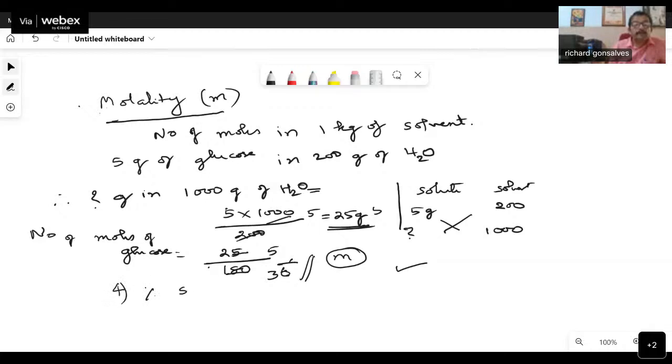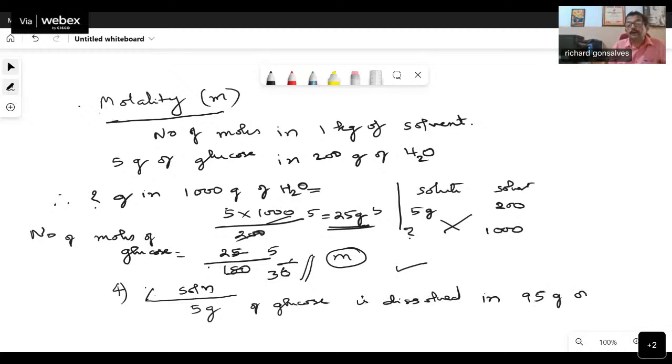Percentage solution. Percentage solution is simple. If 5 grams of glucose is dissolved in 95 grams of water, what would the percentage be?